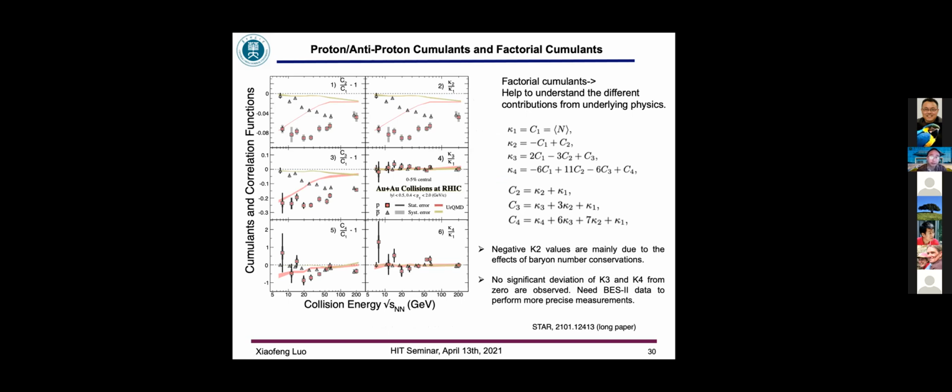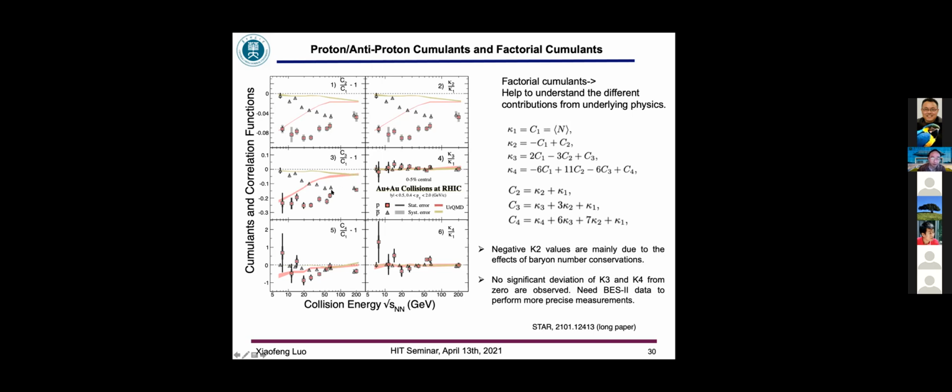By having the comparison to this, we can actually convert the proton and antiproton cumulants into the correlation function. By doing this, we can help understand the different contributions to this cumulant. You see that the second order cumulant shows negative, but it is mainly dominated by the two-particle correlation, which is dominated by the baryon number conservation.